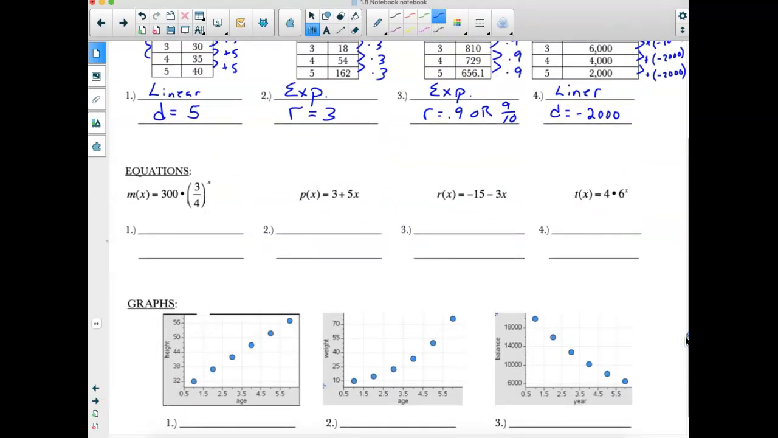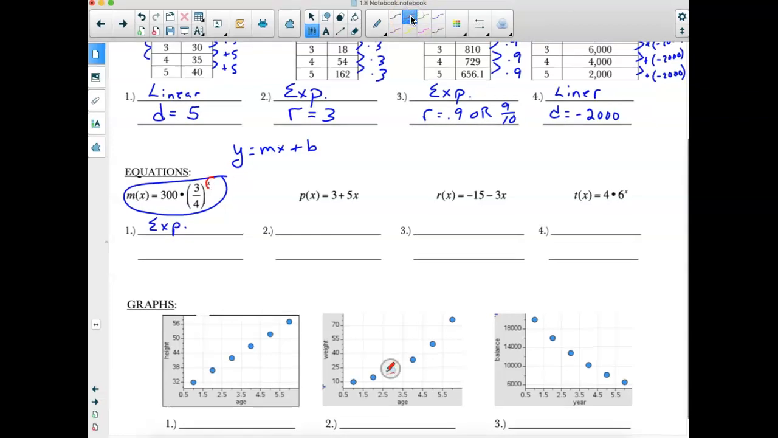When I look at an equation, equations are much easier to identify. This could not be linear, because linear always looks like y equals mx plus b. This is exponential, and the reason it's exponential is because my exponent is a variable. When I look for the common ratio in an equation, it's whatever repeated multiplication I'm constantly repeating as that exponent goes 1 to 2 to 3. I'm multiplying by my r value of 3/4 over and over and over. Okay, the next one, p of x equals 3 plus 5x.